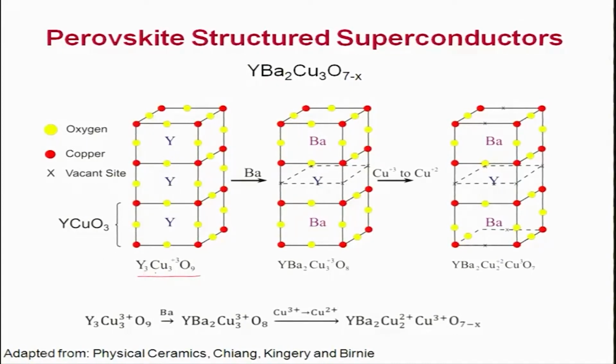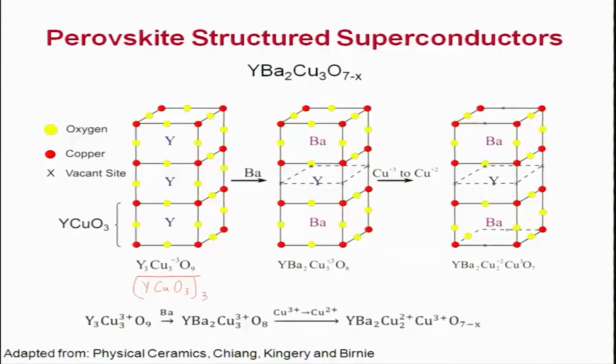So, you can see that Y3Cu3O9 is YCuO3 3 times, right. So, you have 3 unit cells stacked on top of each other, which are perovskite in nature. The way it is made superconducting is by first doping it with barium. What barium does is that barium replaces 2 of the yttrium ions. So, one in the bottom unit cell, another in the top unit cell.